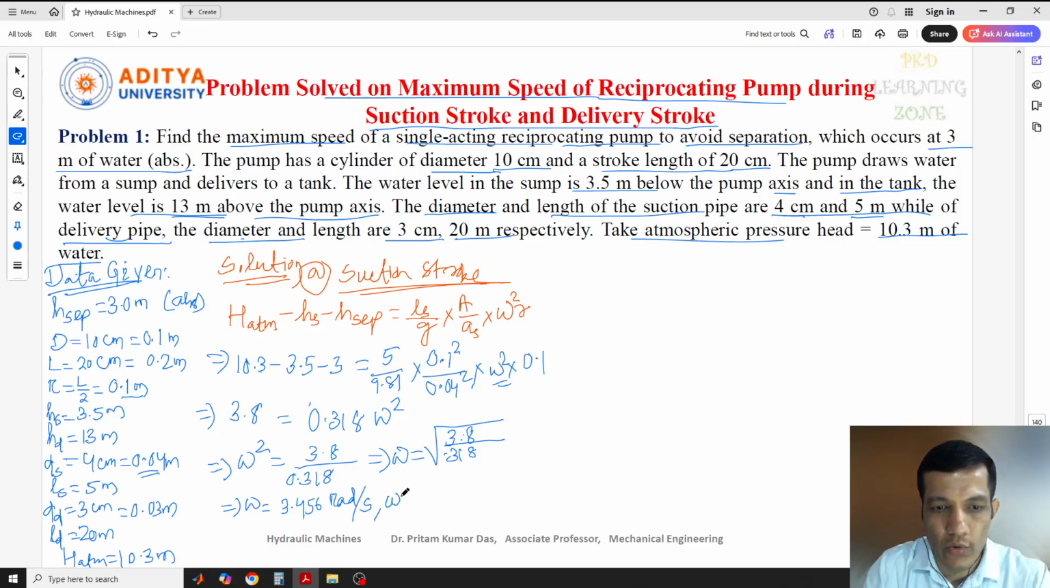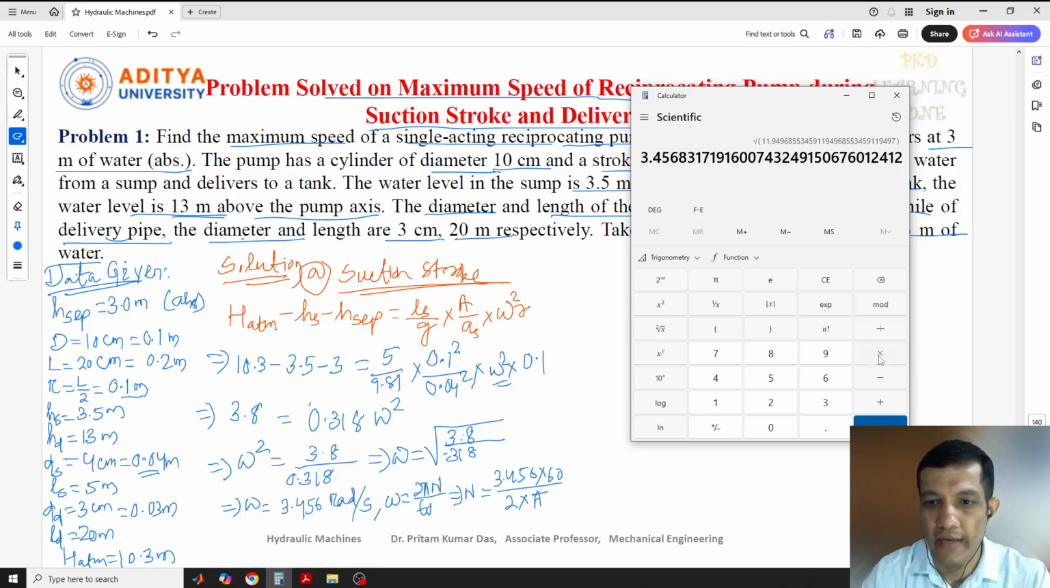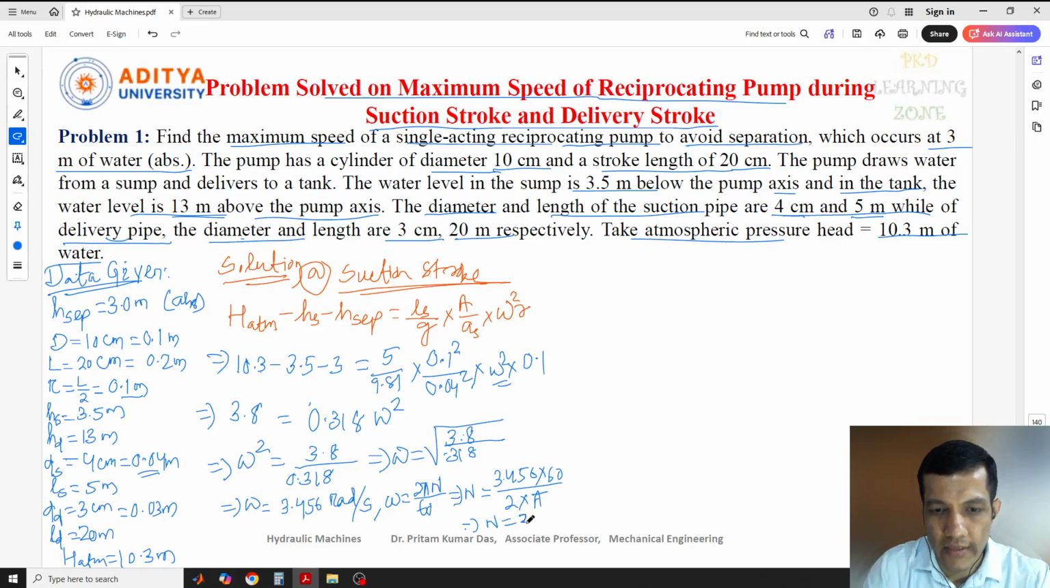For speed, omega equal to, we know, 2 pi N by 60. So now I can write N equal to omega, which is 3.456, into 60 divided by 2 into pi. So let's solve it immediately: multiply by 60, divide by 2, and again divide by pi. So we get 33.010. So 33 we can write here, 33 RPM. So here we got the value of 33 RPM.